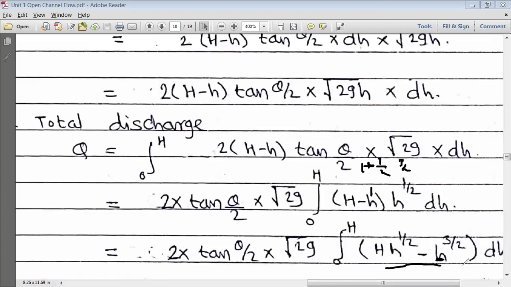Now I will do the integration of this equation. Then what I will get? What is the formula? Y is equal to x raised to n, then the integration is x raised to n plus 1 upon n plus 1. This is the formula. So I will do the addition of 1 here.